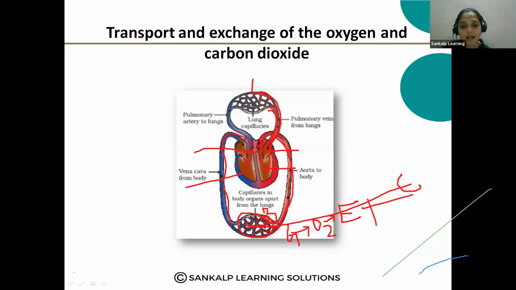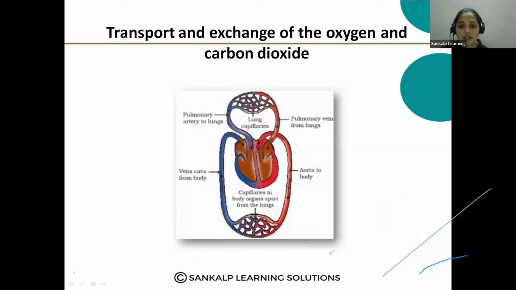So from the heart it is moving to the lungs. So in the lungs, what happens? There is the exchange of the carbon dioxide, right? So this carbon dioxide is removed and the blood will get oxygenated. So this is how the exchange of the carbon dioxide and the oxygen takes place in our body.